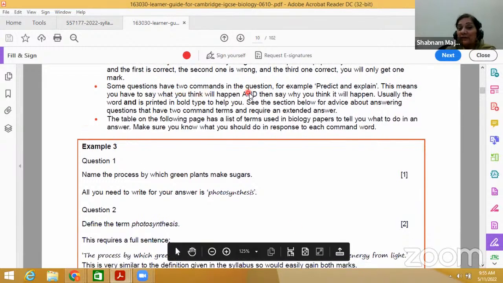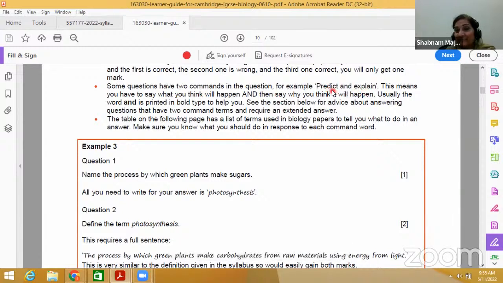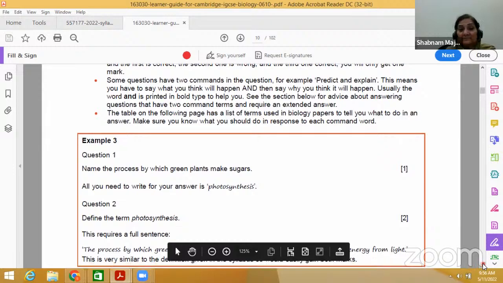Some questions have 2 command terms in the question. For example, predict and explain. This means you have to say what you think will happen, and then say why you think it will happen. Usually the word is printed in bold type to help you. See the section below for advice about answering questions that have 2 command terms and require an extended answer. The table on the following page has a list of terms used in biology. I will show you the command terms at a glance.